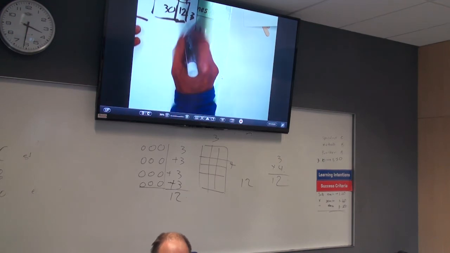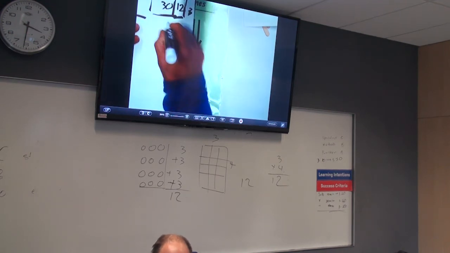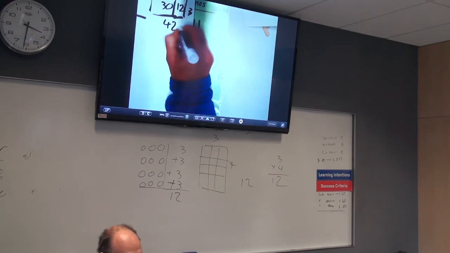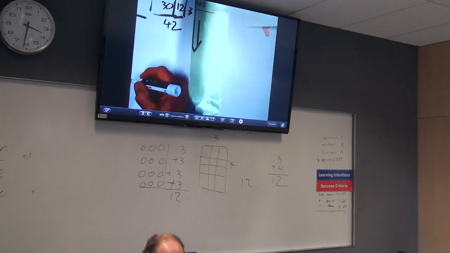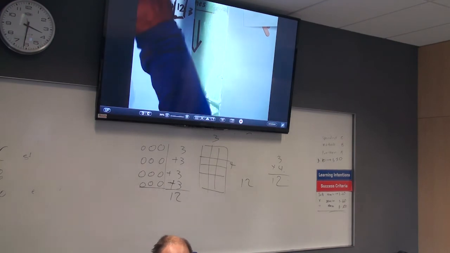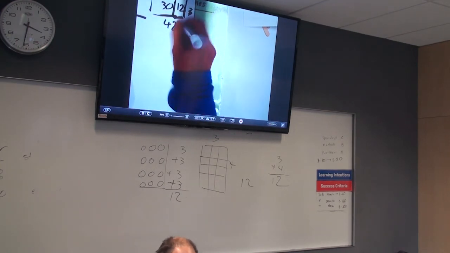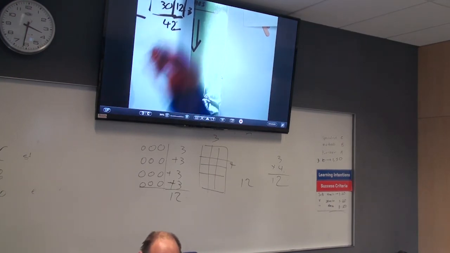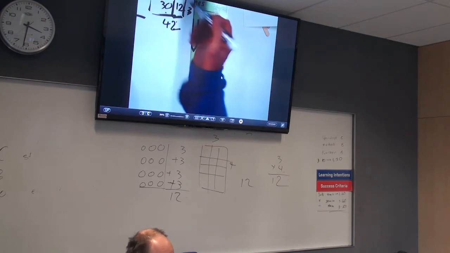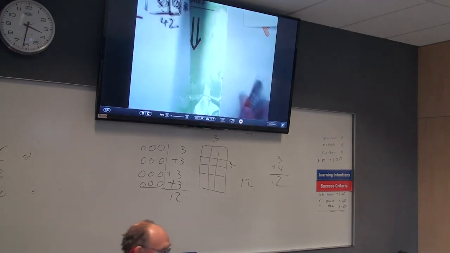So the total area in there is going to be 30 and 12 is 42. It's mirroring what's happening with the algorithm. 3 by 4 is 12, that's what we got there, that 12. Rename as 10. 3 by 10 is 30, and 30 and 12 is 42. So there's a good correlation there.